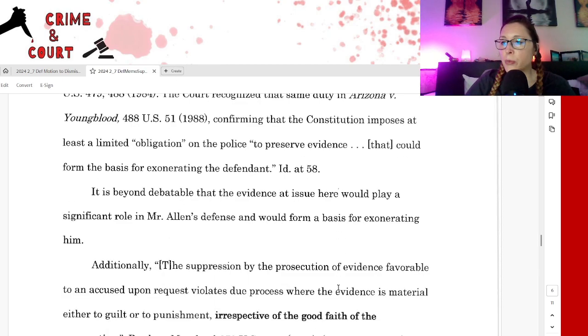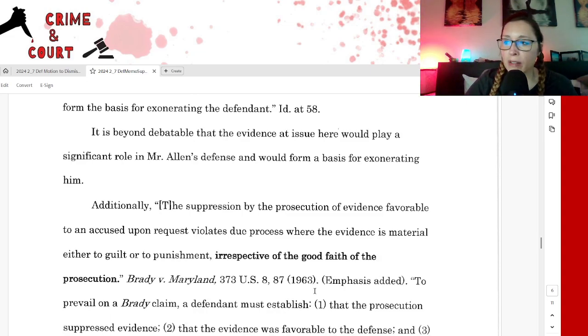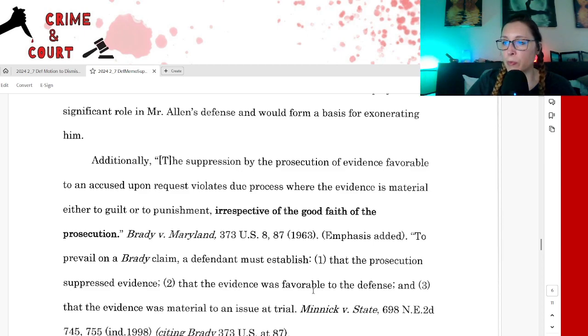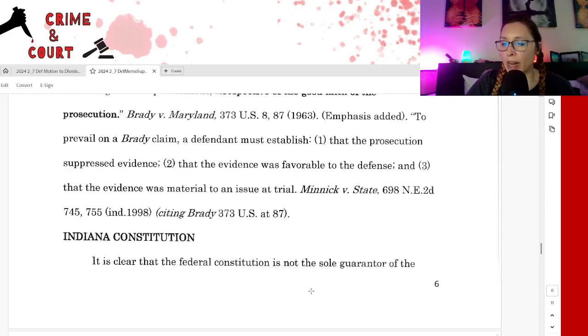All right, so it is beyond debatable that the evidence at issue here would play a significant role in Mr. Allen's defense and would form a basis for exonerating him. Additionally, the suppression by the prosecution of evidence favorably to an accused upon request violates due process where the evidence is material either to guilt or to punishment, irrespective of the good faith of the prosecution. To prevail on a Brady claim, a defendant must establish 1. That the prosecution suppressed evidence, and 2. That the evidence was favorable to the defense, and 3. That the evidence was material to an issue at the trial.